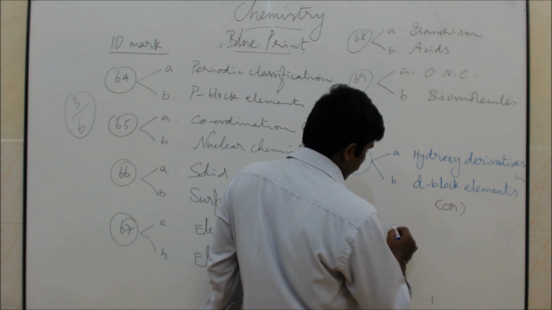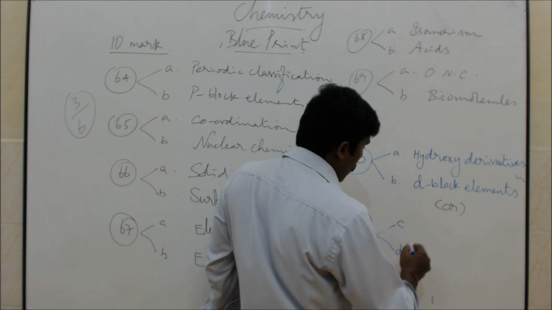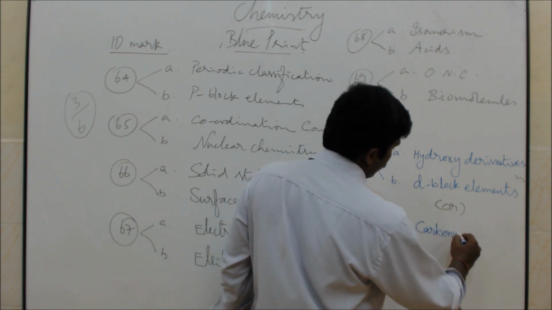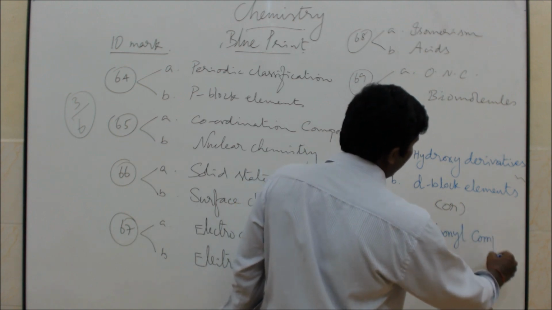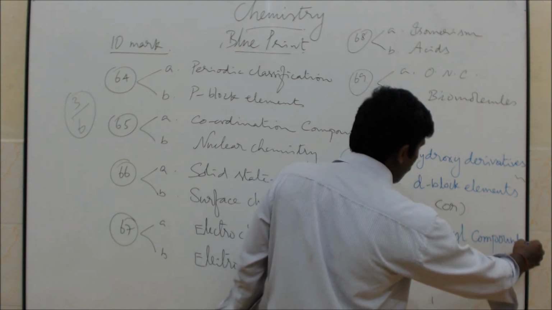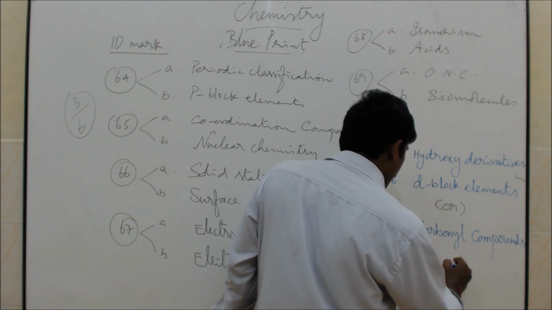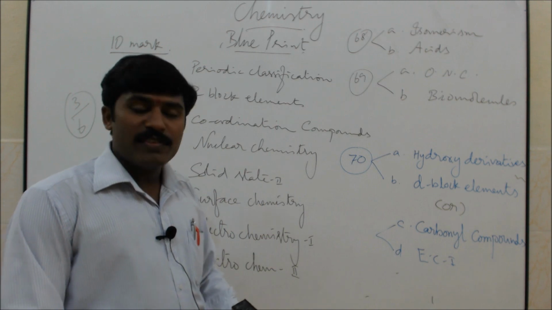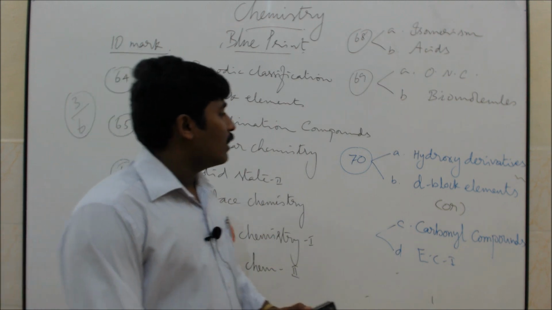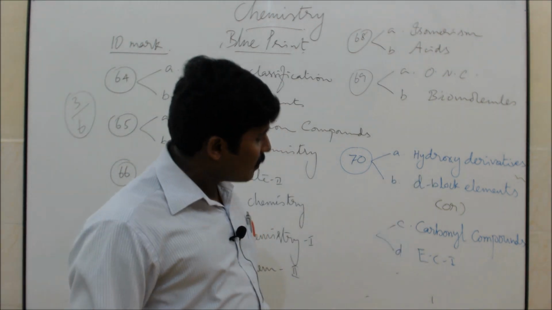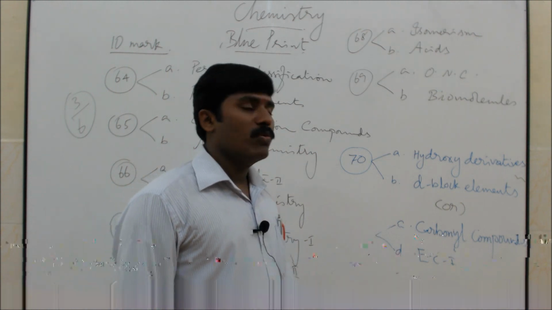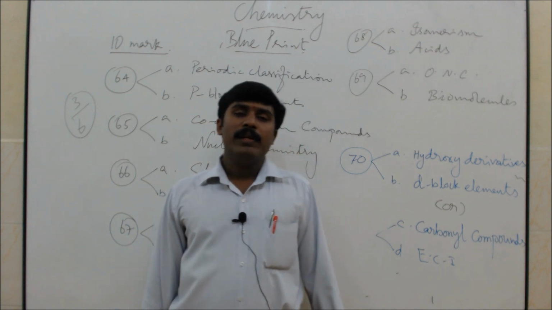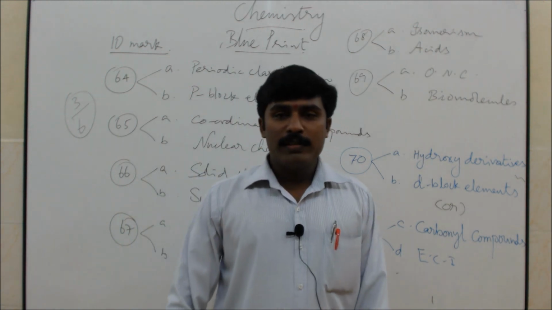C and D. C is from carbonyl compounds, D is from electrochemistry 1. So you have a choice, either organic or inorganic, or organic or physical chemistry. This is organic meaning hydroxy derivatives, D block elements, or carbonyl compounds, electrochemistry 1. These are the chemistry blueprint. So you have to read as per the blueprint, then you can score full marks in chemistry very easily.